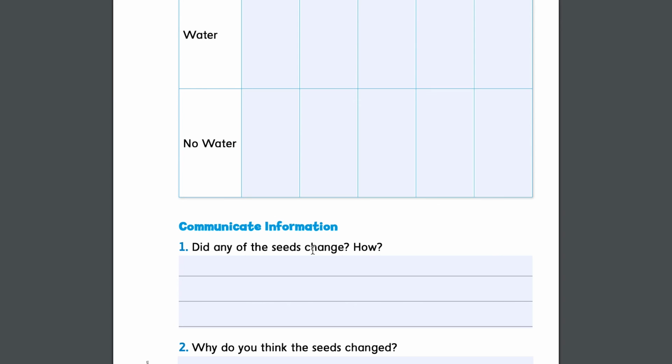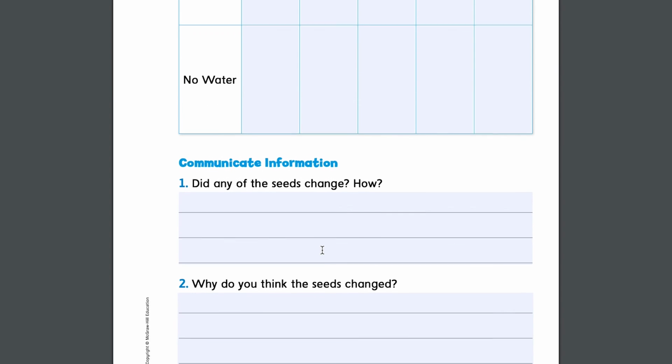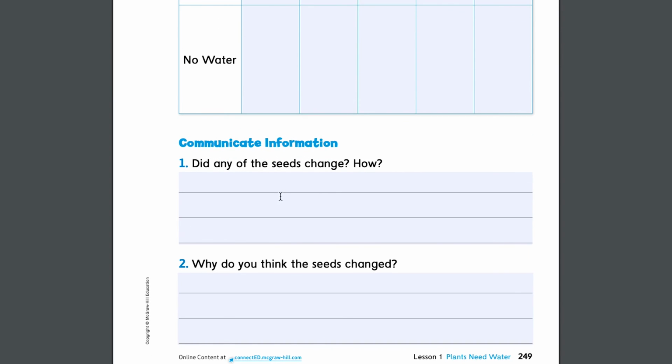Find out if any of the seeds changed, and if so, how. Did you start to see a seedling? Did the roots start to grow out? Did the seed coating break? And why do you think the seeds changed? Do you think water was important in helping the seeds to change, to grow, to see roots?